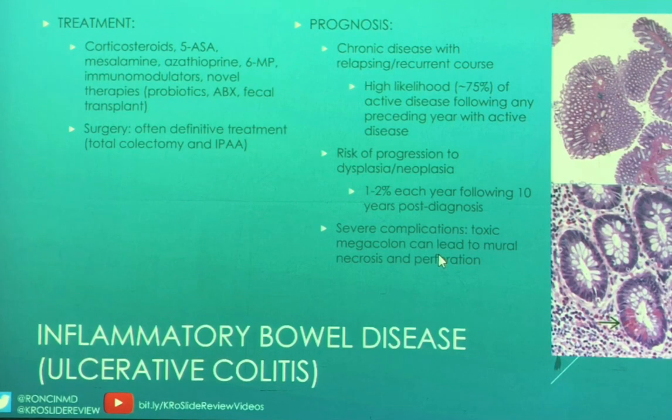Anyway, so ulcerative colitis is this chronic disease, again, like Crohn's, with this relapsing recurrent course, very high likelihood of having active disease if the patient has had active disease in the year prior. So basically, if you've had activity, you're more likely to have activity the following year, and it just kind of keeps going. There is risk of progression to either dysplasia or neoplasia, and this increases every year, but it increases far more each year following 10 years post-diagnosis.